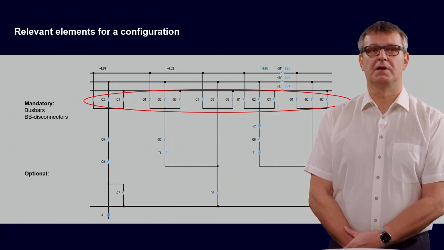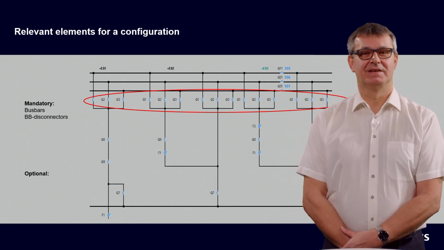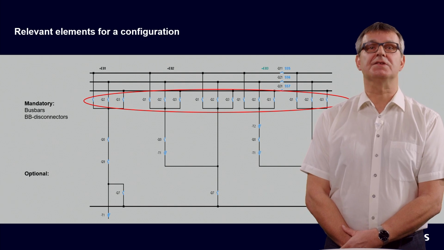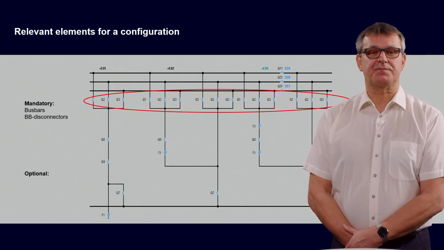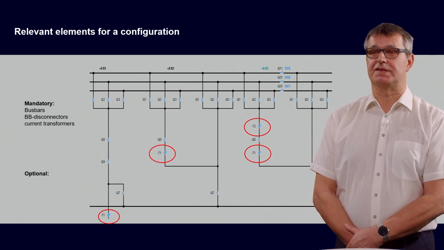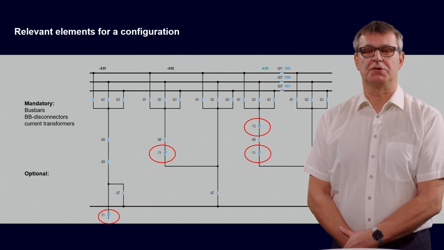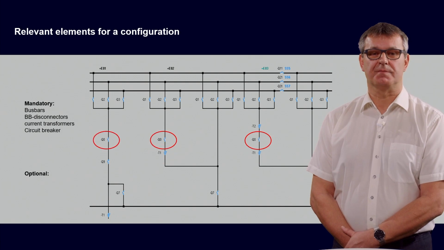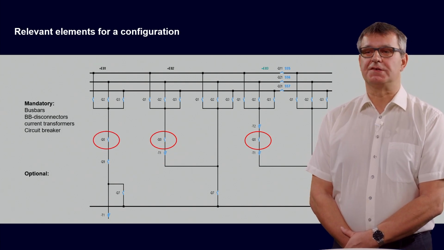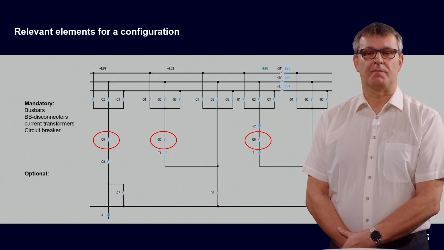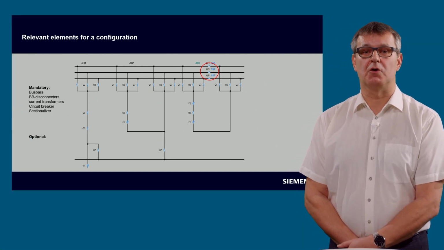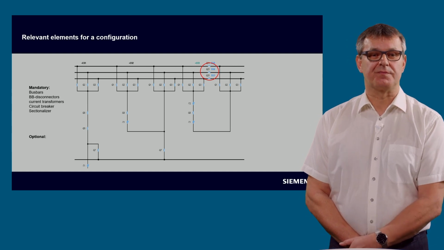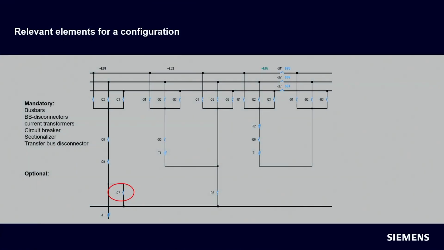We need the busbar disconnectors. You can see here the busbar disconnectors. We need to configure the current transformers, also seen with these red circles. And we need the circuit breakers. And if available, we have to configure also the sectionalizing disconnectors. And if available, also the transfer bus disconnectors.